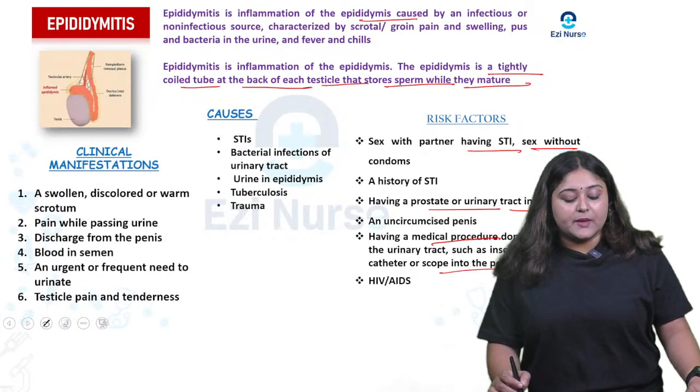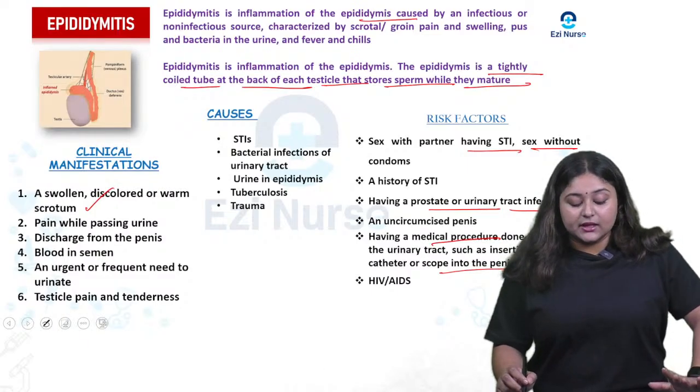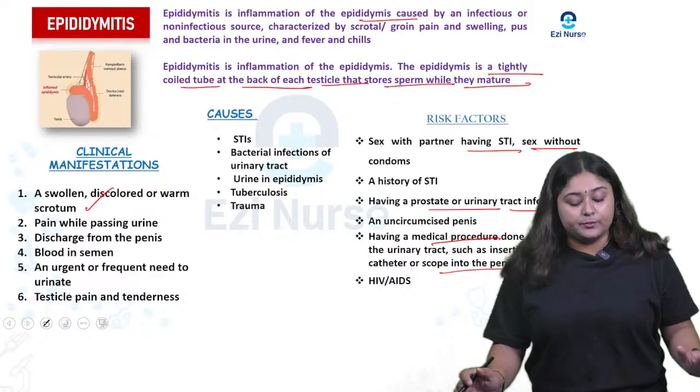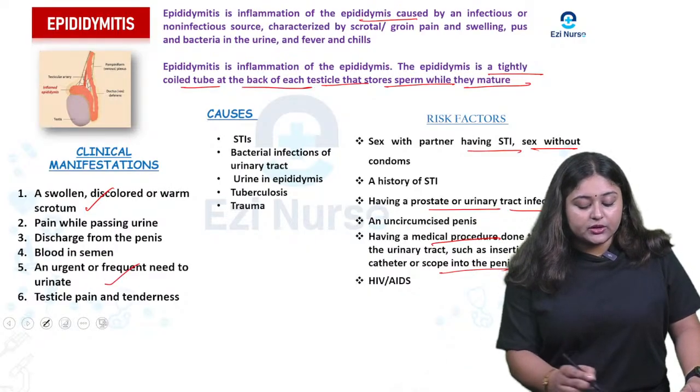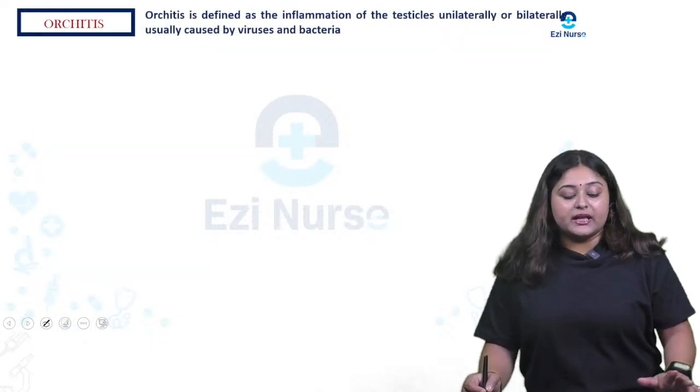Now come to the clinical manifestations, that is a swollen, discolored or warm scrotum, pain while passing urine, discharge from the penis, blood in semen, then an urgent or frequent need to urinate, and then testicle pain and tenderness.